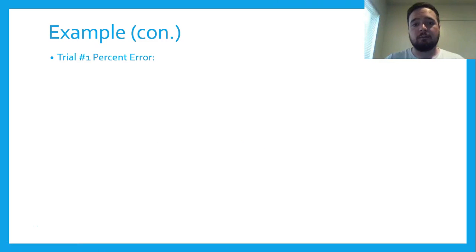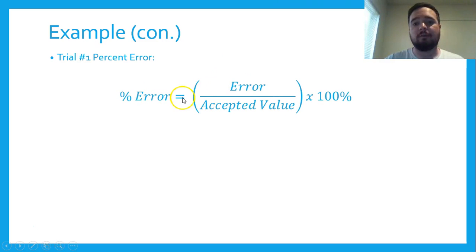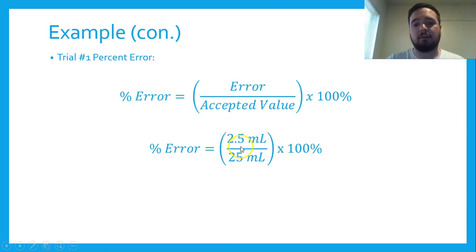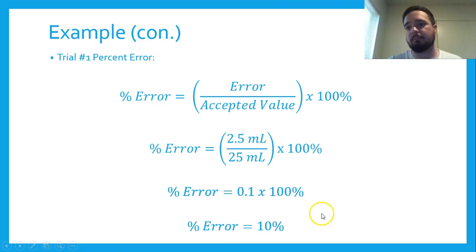Trial number 1, percent error. My percent error is equal to the error that I just calculated divided by the accepted value, times 100%. So you should have plugged in 2.5 milliliters divided by 25 milliliters. Since this milliliter is over a milliliter, they cancel out. Just like numbers do in mathematics, units do the exact same thing. These units cancel out, and that's how you get the percent sign for your actual answer. So you should have gotten 0.1 times 100%, which gives you 10%.